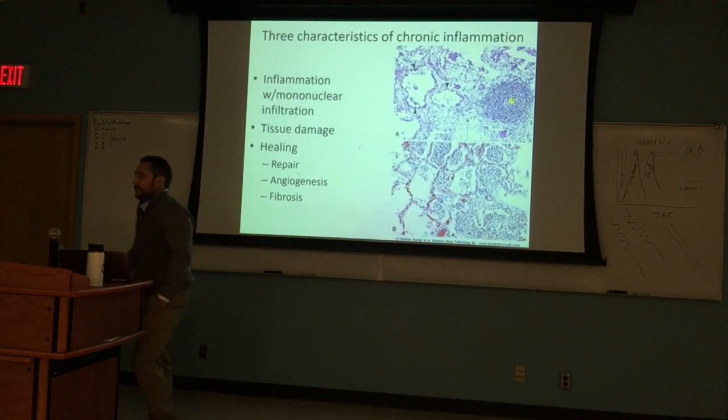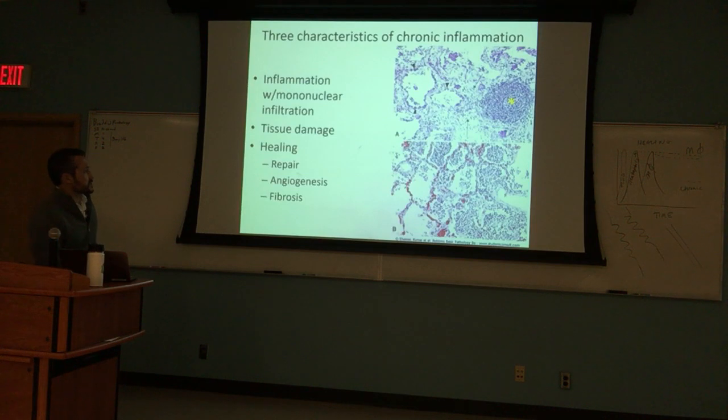So, a hematoxylin and eosin example, this is lung tissue. And this lung tissue is showing on the top chronic inflammation. You've got a collection of inflammatory cells here with the yellow asterisk.